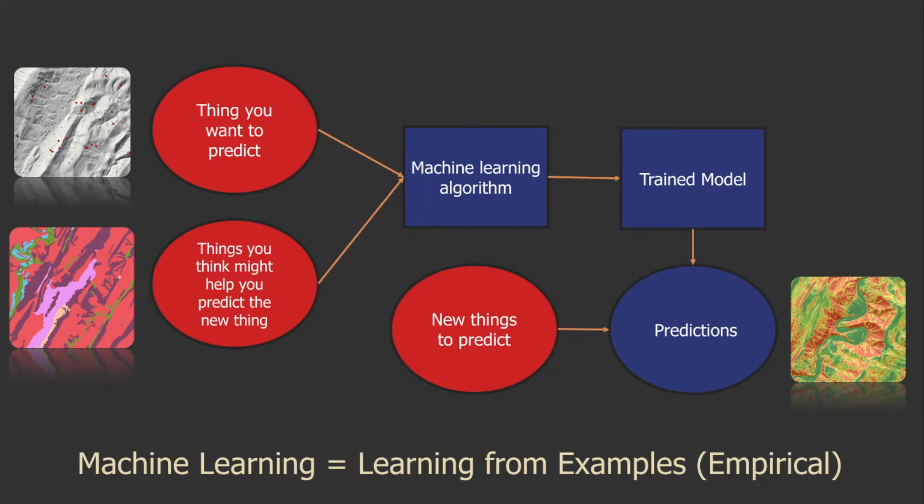So these are all empirical modeling techniques, so learning from examples. The idea is that we are trying to predict something. So we have to give the algorithm examples of things that we want to predict. And then we also need to give it variables or information that we do have that we think might help make those predictions, or that are predictive of the thing that we want to map or predict or model. So, things that you think might help you predict the new thing.